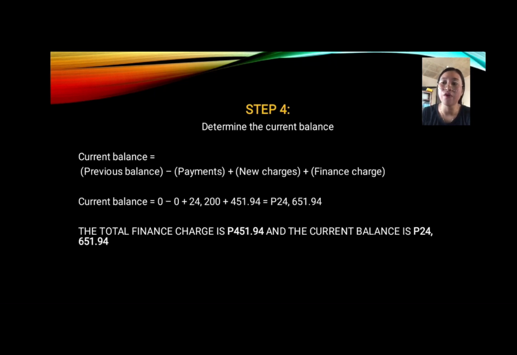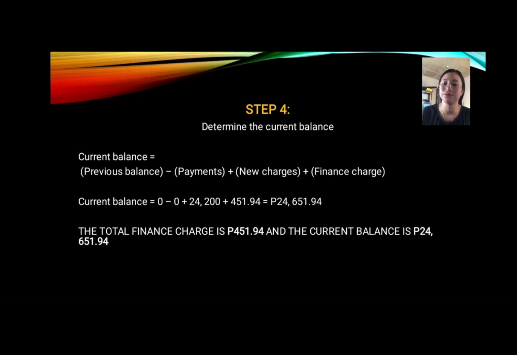So next, step 4. We need to determine the current balance. So current balance is equal to previous balance minus payments plus the new charges plus finance charge. The previous balance is 0 and the payments is 0. So we're going to add the new charges, which is 24,200, plus the finance charge, which is 451.94 pesos, which is equal to 24,651.94 pesos. So the total finance charge is 451.94 pesos and the current balance is 24,651.94 pesos.